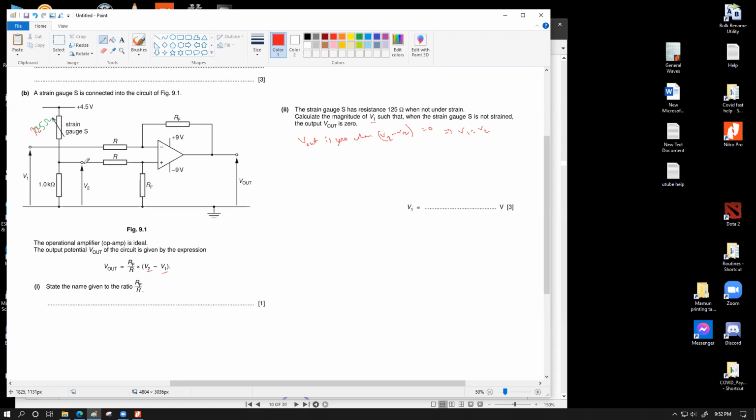So they are asking us to find the value of V1. To find the value of V1, practically if we find the value of V2, that will be our correct answer. Finding V2 is practically very simple. V2 is basically the voltage that is used up by the 1 kilo ohm resistor. So we have two resistors in series, with the supply 4.5. So we now use the potential divider formula: V2 equals 1000 divided by 1000 plus 125, multiplied by 4.5. Whatever comes out is the answer for your V1.